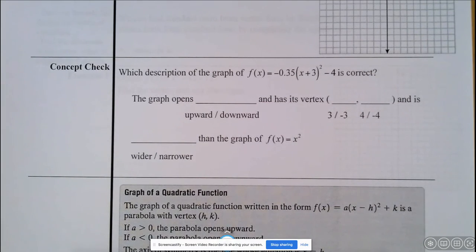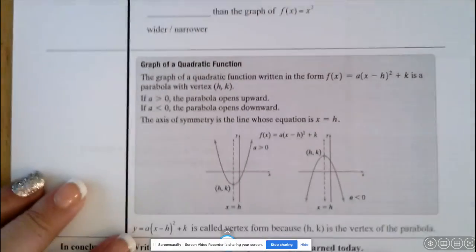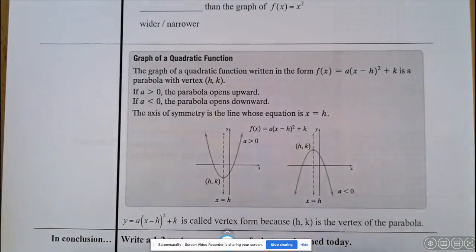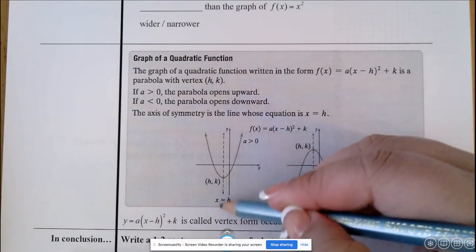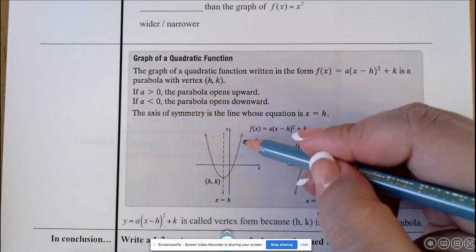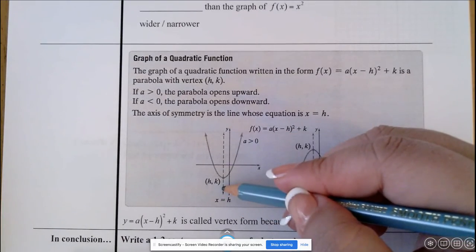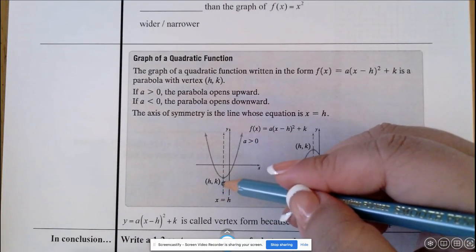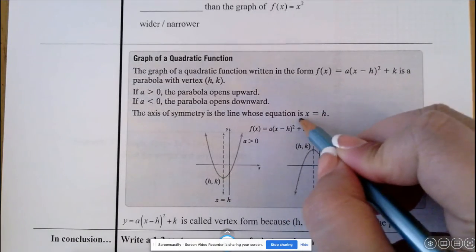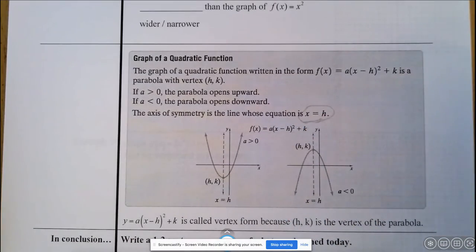Okay, and then once you finish the concept check, there's just kind of a summary, graphing a quadratic function, a lot of the things that we talked about, okay? Particularly, I'd like you to take note that the line, remember we said there's symmetry on the left side and the right side. The line that cuts in half where the symmetry is called the axis of symmetry. And we'll always have this equation x equals h, meaning it will always go through the vertex, okay?